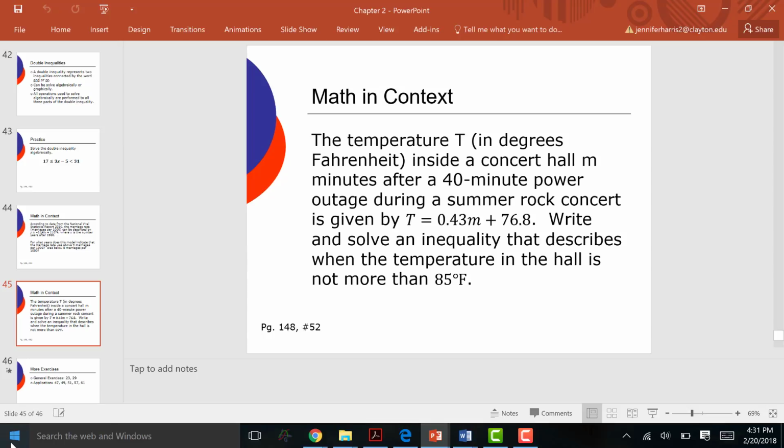All righty, I'm going to read. The temperature, which we're calling T, in Fahrenheit, inside a concert hall M minutes after a 40-minute power outage during a summer rock concert is given by T. T is the temperature, so the temperature equals 0.43 times M plus 76.8. Write and solve an inequality that describes when the temperature in the hall is not more than 85 degrees.